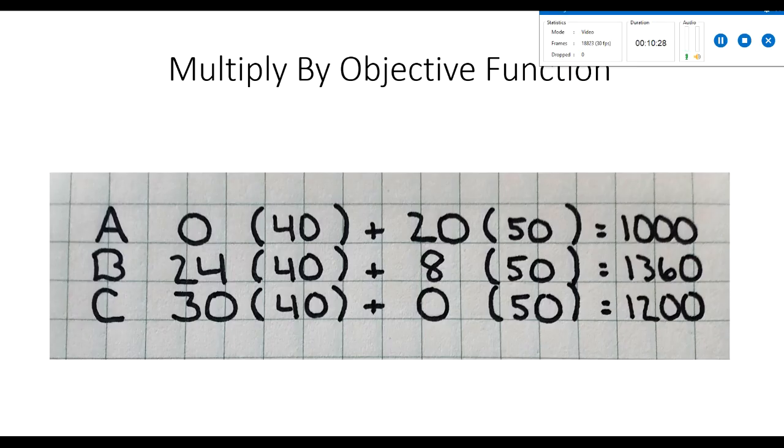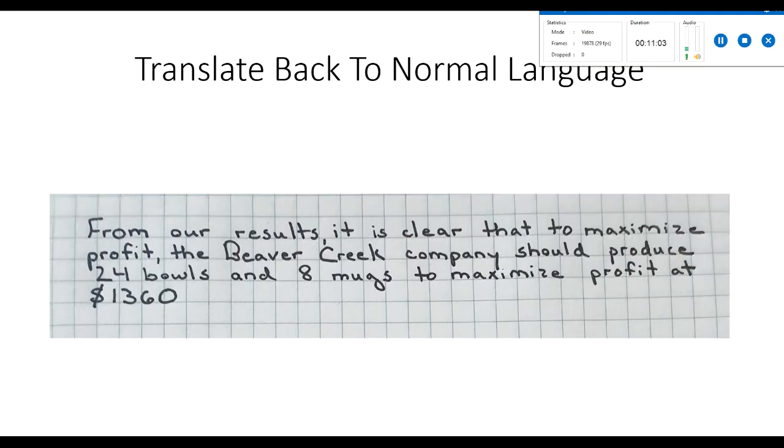optimal choice. In the first one, if we manufacture no bowls and 20 mugs, we make $1,000. If we manufacture 24 bowls and 8 mugs, we make $1,360. If we make 30 bowls and 0 mugs, we make $1,200. So our optimal choice is found at point B, manufacturing 24 bowls and 8 mugs, which gives us $1,360. That is what I've done here.